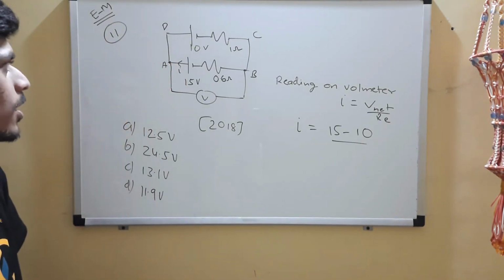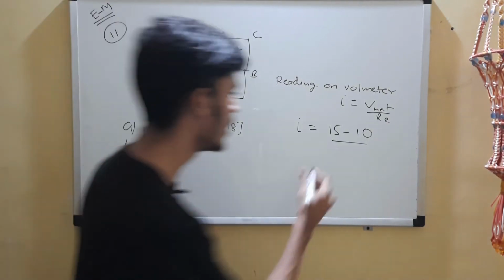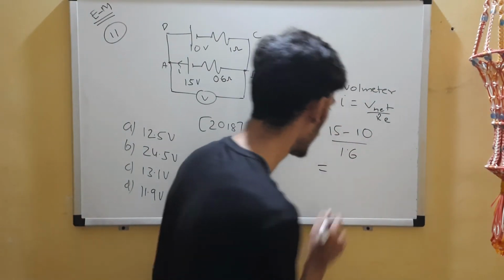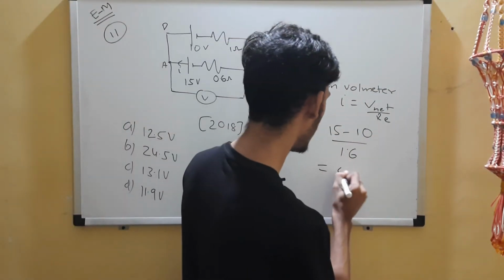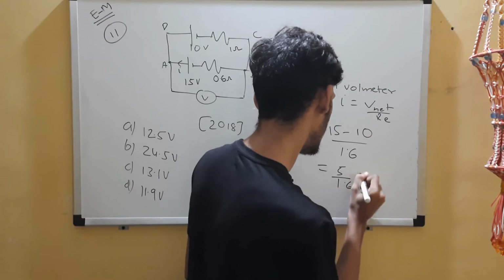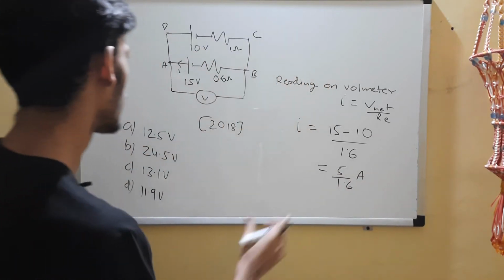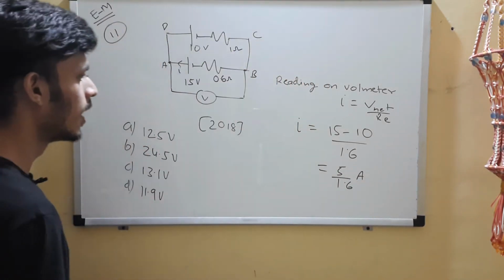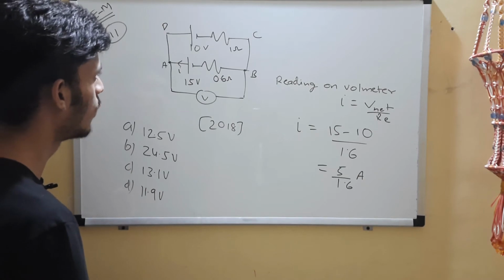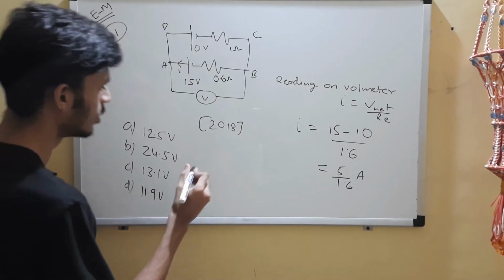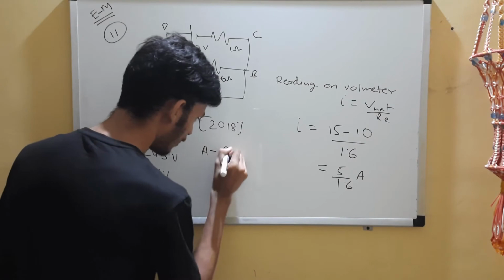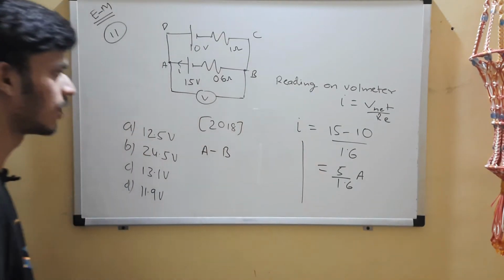So here the equivalent resistance will be 1.6 ohms. So 15 minus 10 will give you 5, and 1.6, this many amperes. So this is the current in this loop. Let's find the voltage. How will we find the voltage? We'll just choose the path A, B, then apply Kirchhoff's law over here.